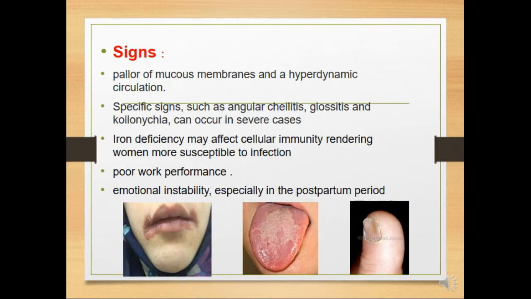Signs of iron deficiency anemia: pallor of mucous membrane and hyperdynamic circulation. There are specific signs such as angular stomatitis and glossitis, and koilonychia can occur in severe cases. Iron deficiency anemia may affect cellular immunity, rendering women more susceptible to infection. Also, there may be poor work performance and emotional instability, especially in the postpartum period.